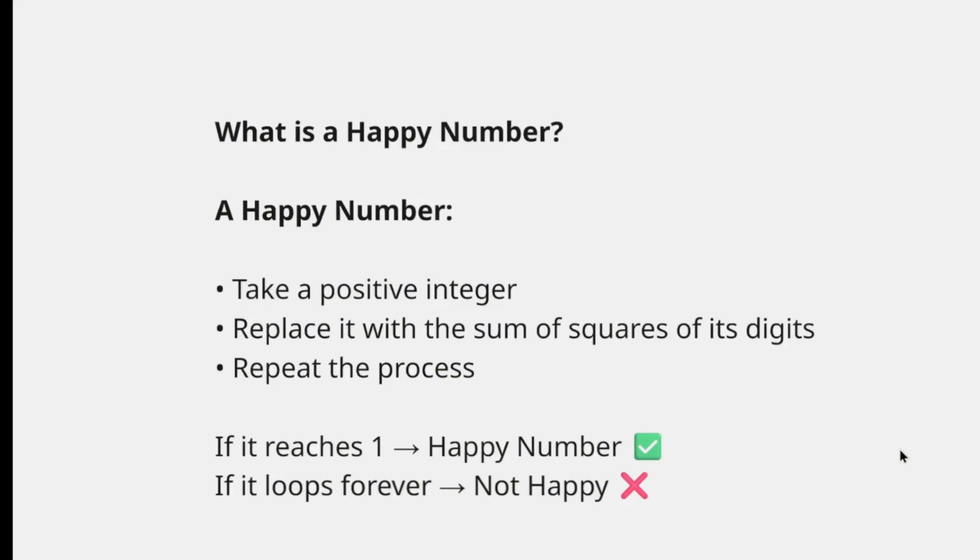So here is our problem statement. Let's first understand what the problem is actually saying. Pay close attention here, because understanding the problem clearly is half the battle in any coding test. So let's see what a happy number is. A happy number is defined like this: take any positive integer, replace the number with the sum of the squares of its digits, and repeat this. If it eventually reaches the number 1, the number is happy. If the process loops forever and never reaches 1, the number is not happy, also called a sad number.